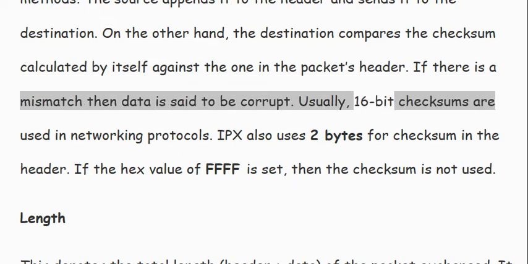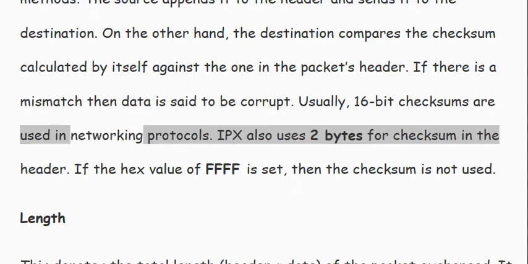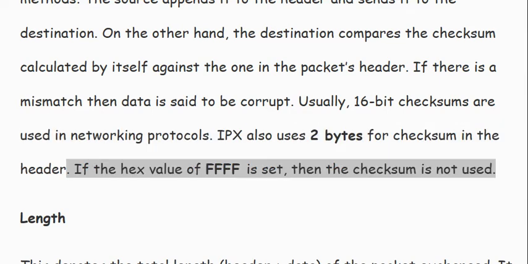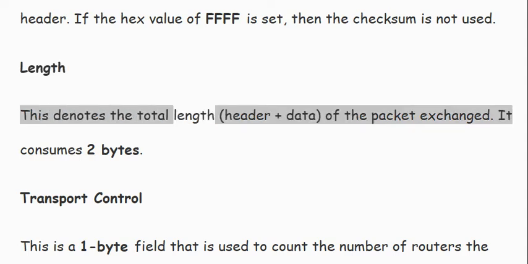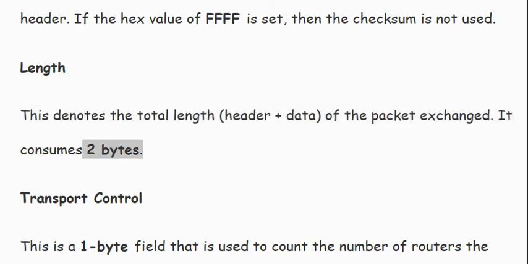Usually, 16-bit checksums are used in networking protocols. IPX also uses 2 bytes for checksum in the header. If the hex value of FFFF is set, then the checksum is not used. Length. This denotes the total length, header plus data, of the packet exchanged. It consumes 2 bytes.